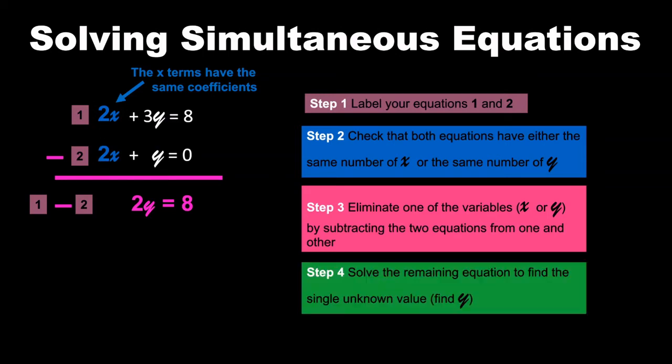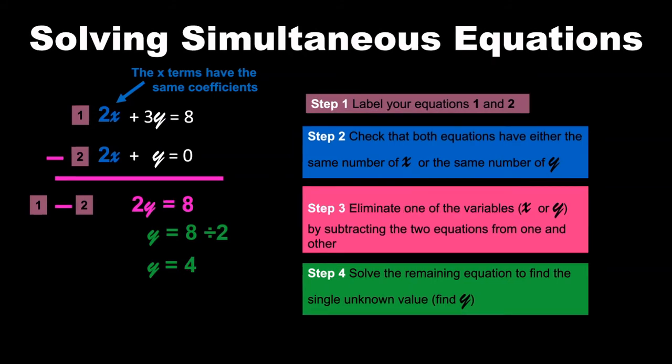So step 4, we're going to solve the remaining equation to find the value of this one variable we've got left. So to get the value of y, we need the y on its own. Y is being multiplied by 2, and the opposite of multiplying by 2 is dividing by 2. So y is equal to 8 divided by 2. And of course, working vertically, 8 divided by 2 is 4. So we've got the answer for y. However, we are not finished yet.